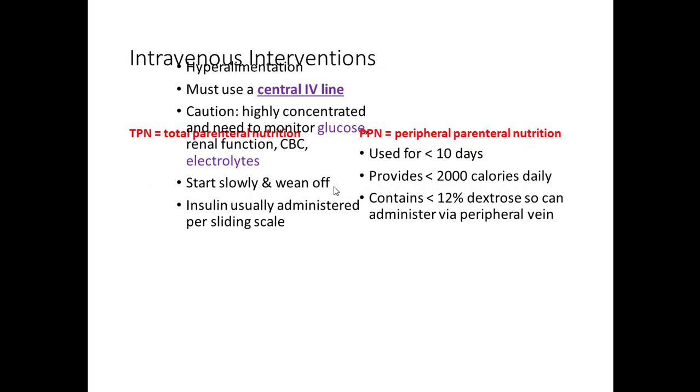All right. I'm sorry this slide is kind of messed up. So there is TPN, which is called total parenteral nutrition, and there's PPN, which is the peripheral or partial parenteral nutrition. So TPN must use a central IV line. The fluids are hypertonic, so it can actually cause damage to the veins if they're done with a peripheral IV.